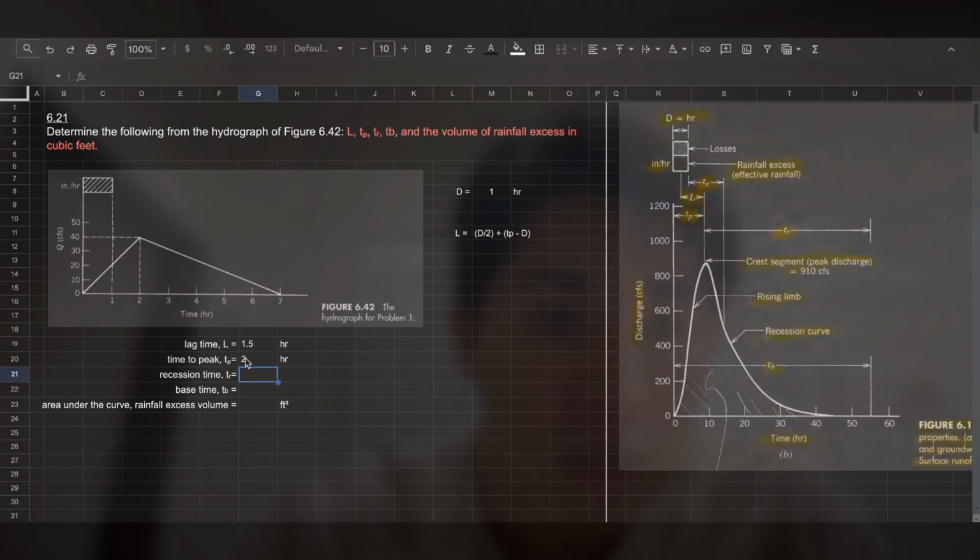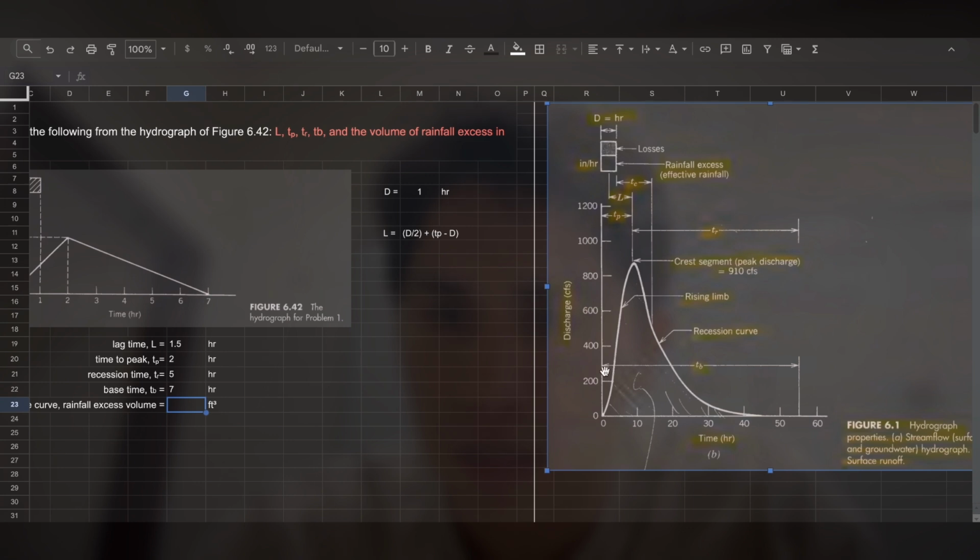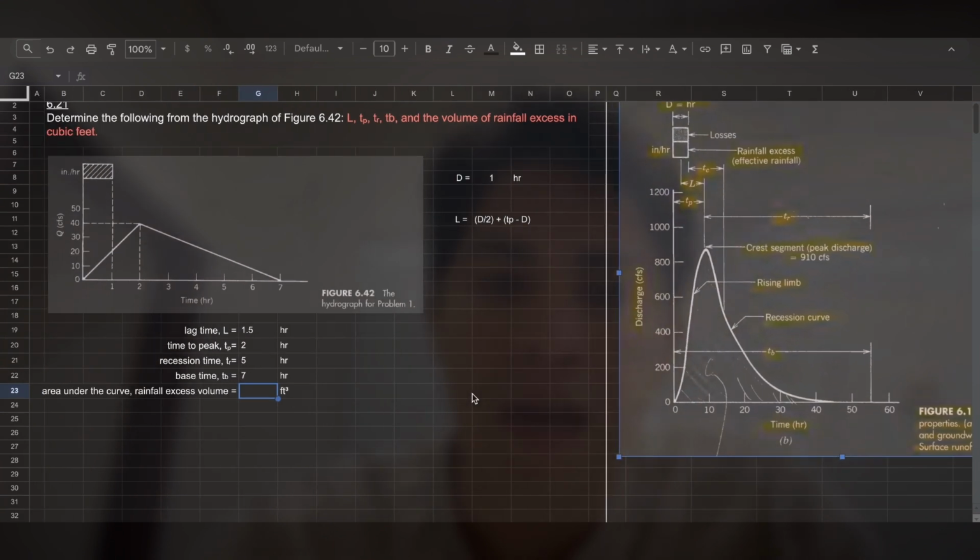Now the recession time is the time it takes to get from the peak of the runoff to 0. So it will be 7 hours minus 2 hours. That will be 5 hours. Base time is pretty much the whole time of the runoff. It will be 7 hours in our case. And again, you can look into this figure in your book if you want. This is the base time up to the end of the runoff. In this case, you're assuming that you still have a little bit coming out through the outlet.